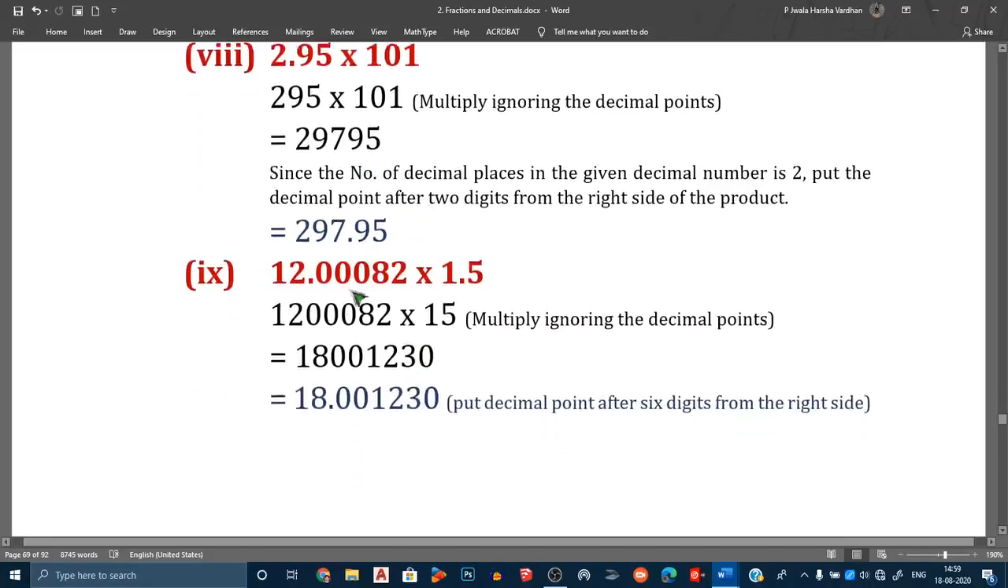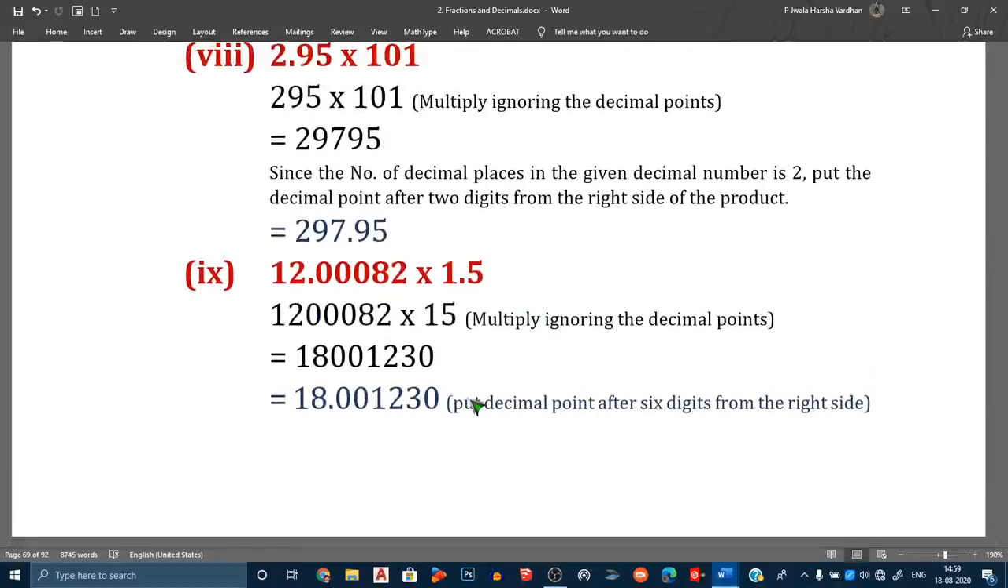Here a big number is given. So first you omit the decimal places and multiply. You get some product like this. So now count the number of decimals: 1, 2, 3, 4, 5. Here 1, 6. So you have to leave 6 digits from the right side: 1, 2, 3, 4, 5, 6 and put a point: 18.0101230.